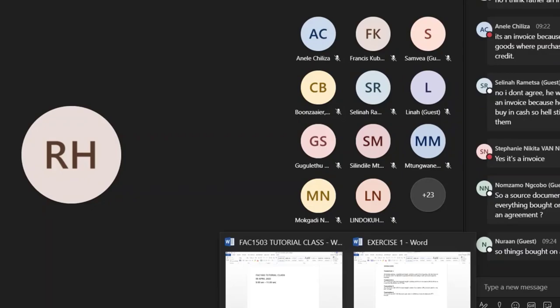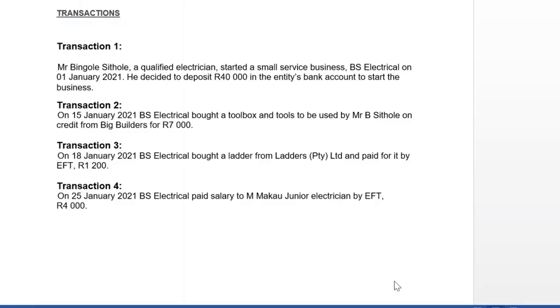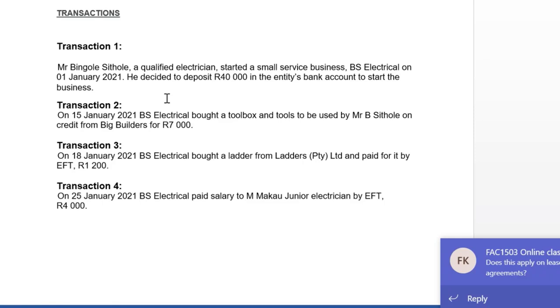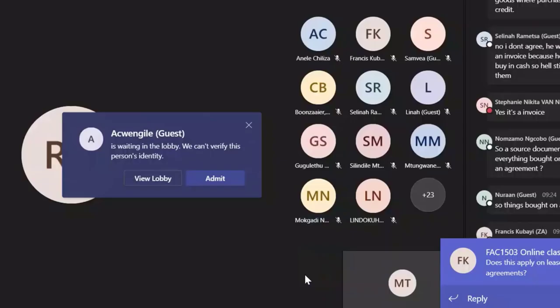So transaction number two, the initial source document for this transaction is an agreement from Big Builders. But in the second month, which is Feb, it will be the bank statement. So the next month will be the bank statement, because now you entered into a three-year agreement to pay this amount over 3 years. Let's say, for example, you'll be paying 800, or we don't know what the agreement was.